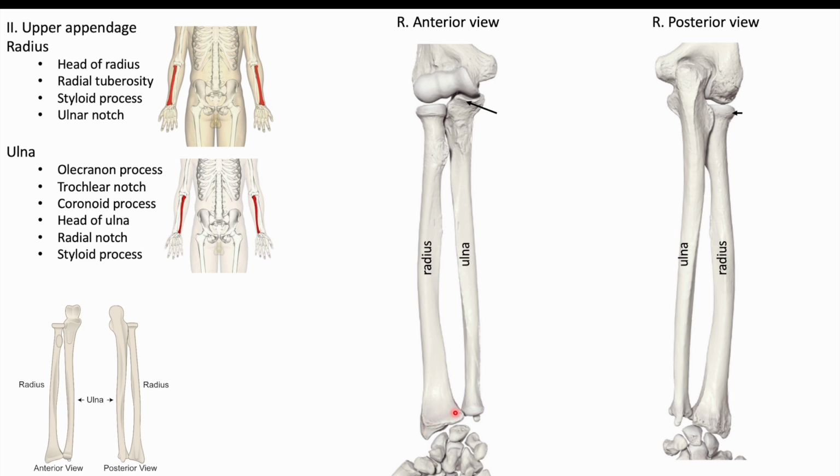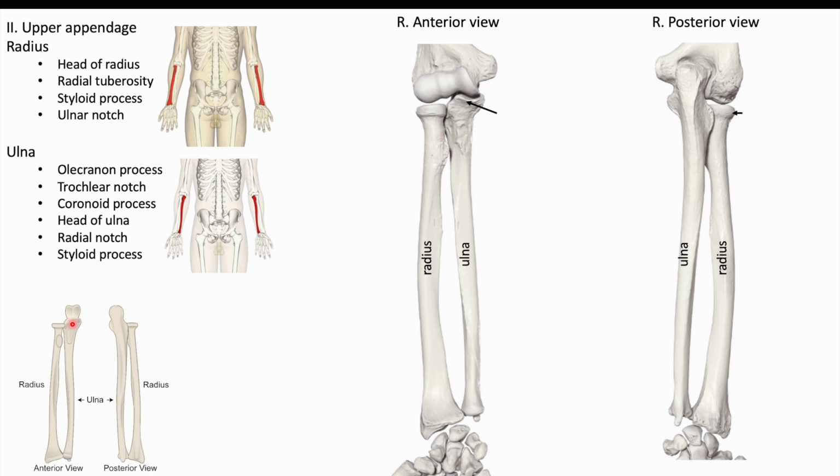And then right here, this tiny notch in the radius, this is called the ulnar notch of the radius, which is where the ulna is going to attach. Okay, so those are the features of the radius bone. Let's move into the ulna.